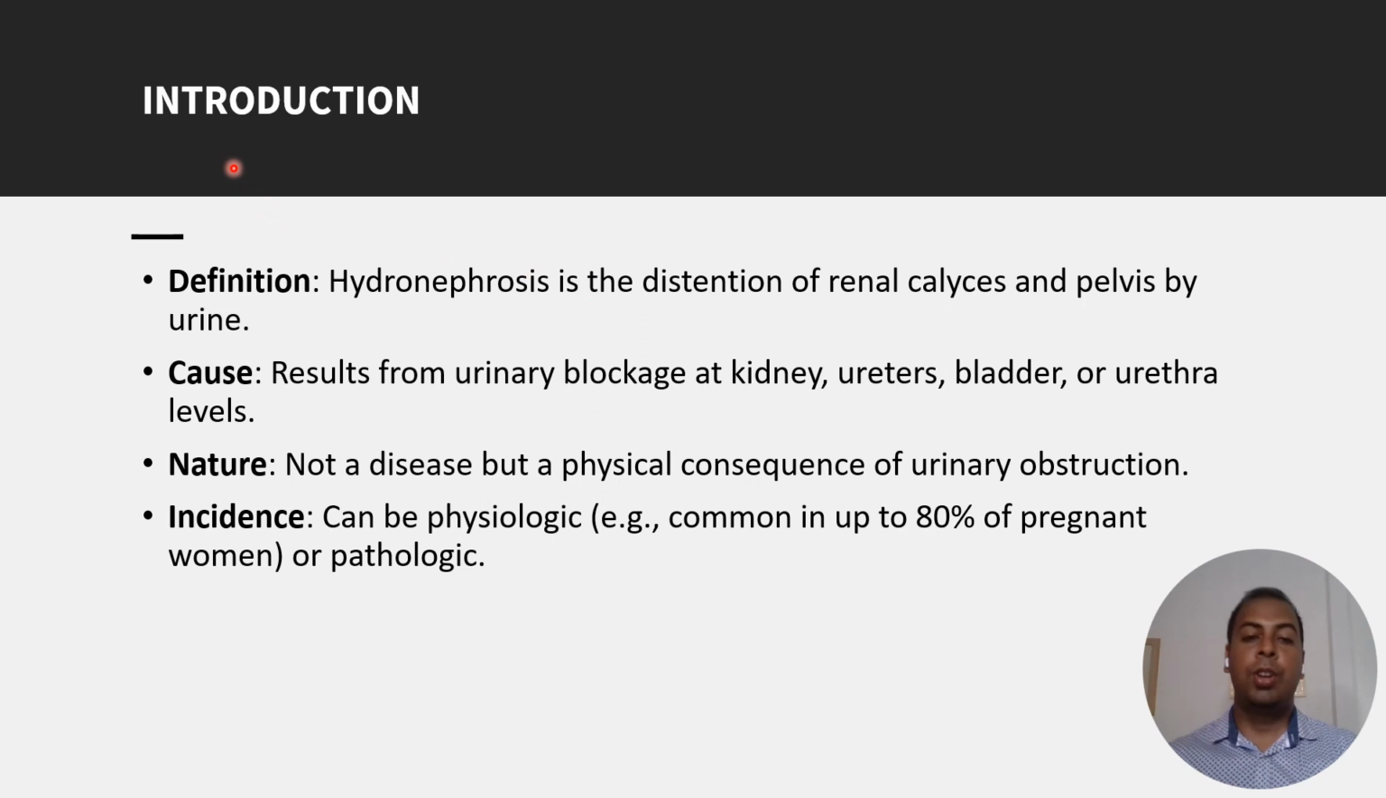All right, so for an introduction into what hydronephrosis is, it's a distension of the renal calyces and the pelvis by urine. So ensure that you review your anatomy to know where the renal calyces and pelvis are. The cause is from urinary blockade. It could be at the kidney, it could be at the ureters that come off the kidney, it could be at the level of the bladder, or as low as the urethra, to cause hydronephrosis. It's not a disease really, but it's a physical consequence of urinary obstruction.